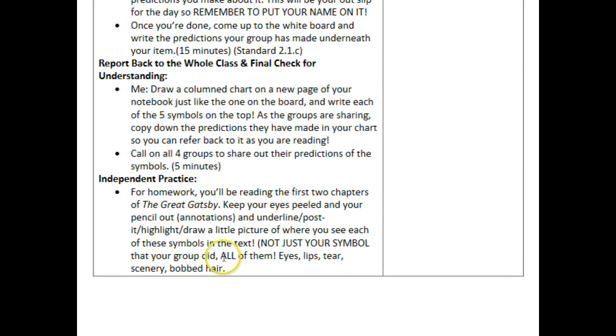And so then, they're ready for this independent practice. They've got this set, okay? You say that you're going to be reading the first 2 chapters of Great Gatsby. Keep your eyes peeled and underline, draw a little picture where you see each of these symbols in the text. That's really nice, specific purpose for reading. Here are the symbols on the cover. Here, these are the ones I want you to analyze. Read the first 2 chapters, watching for those symbols.